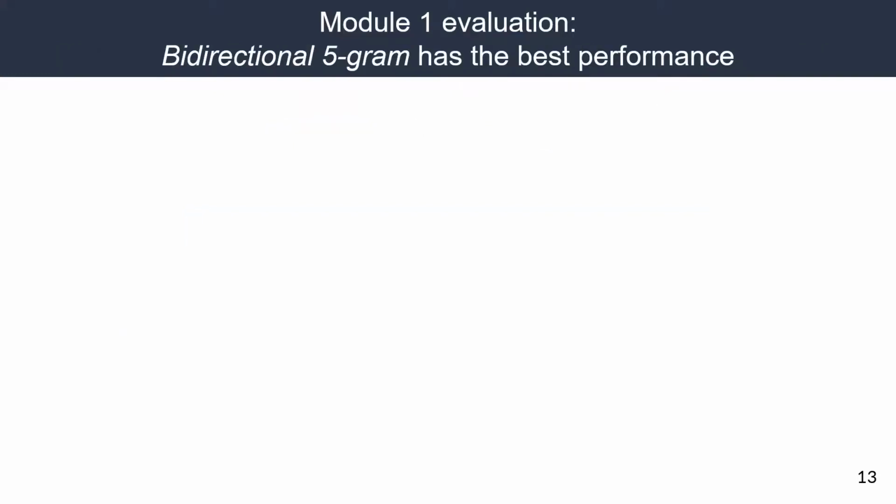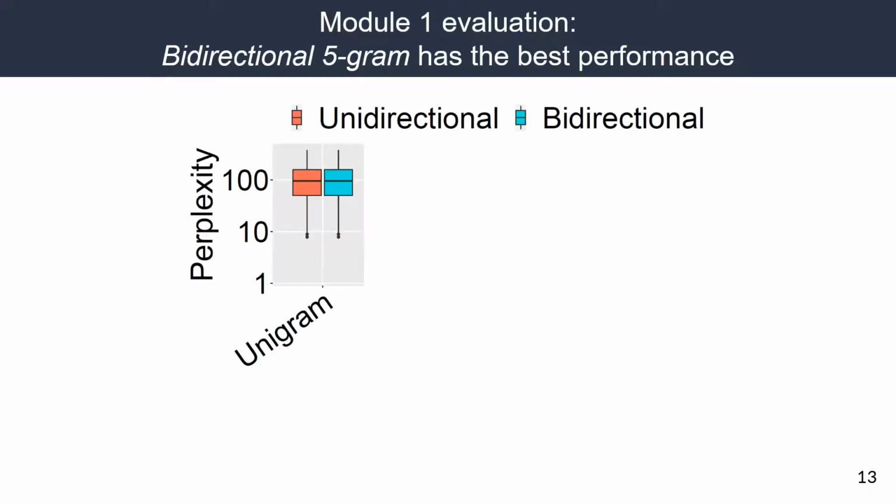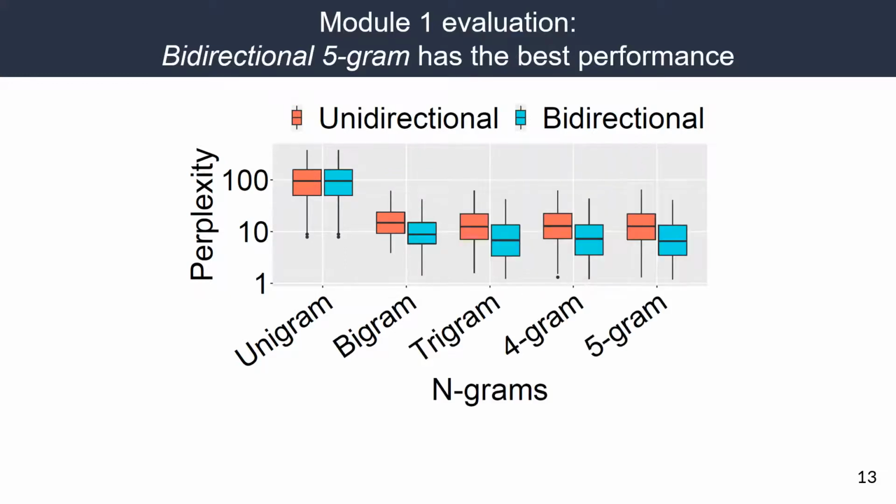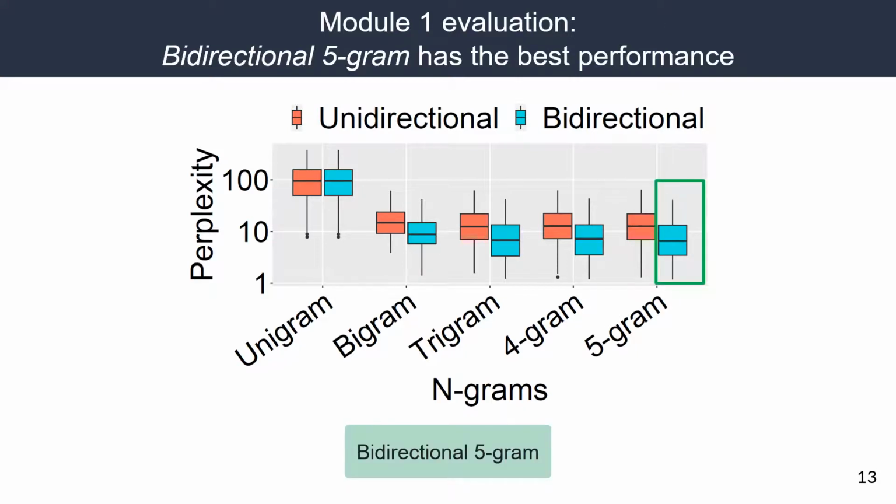We found that among the n-grams, the bidirectional 5-gram is the best one. We can see here in this plot for the unigram that for both uni and bidirectional, they have the same perplexity. But you can see that for the bigram, the bidirectional has a lower perplexity, which means a better performance. And as we go higher in the order of the n-gram, they have even lower perplexities. So in the end, the bidirectional 5-gram has the lowest perplexity, which means it has the best performance.